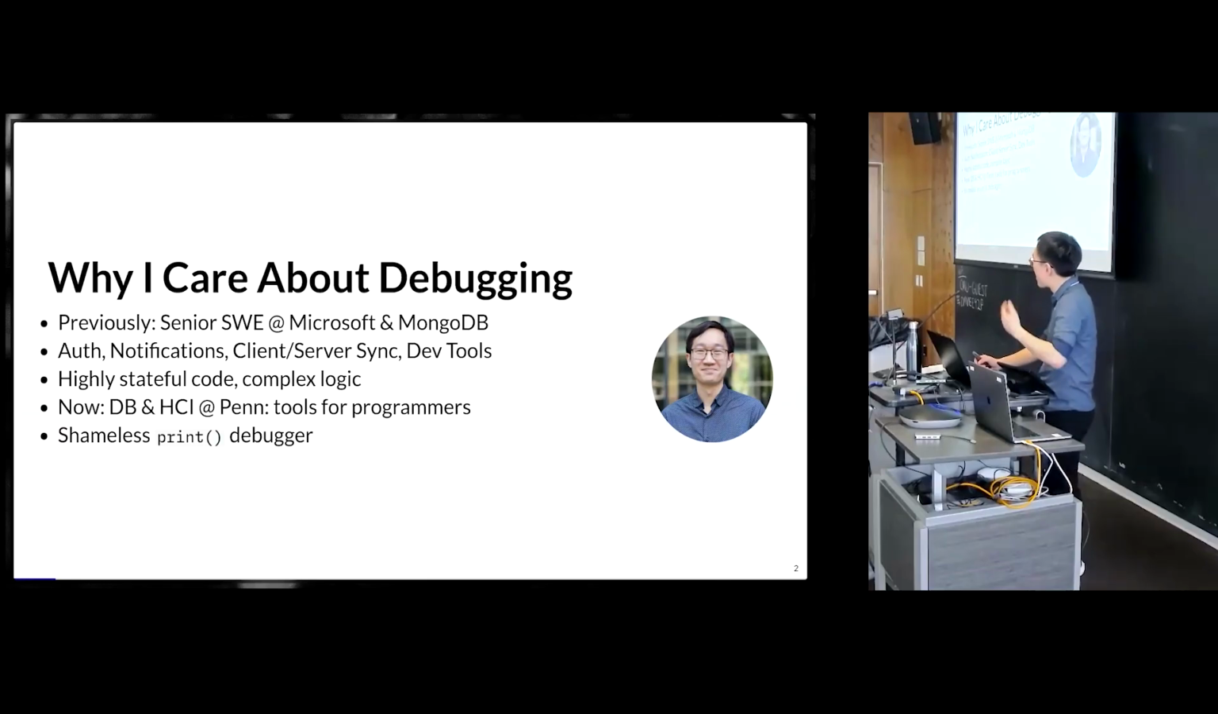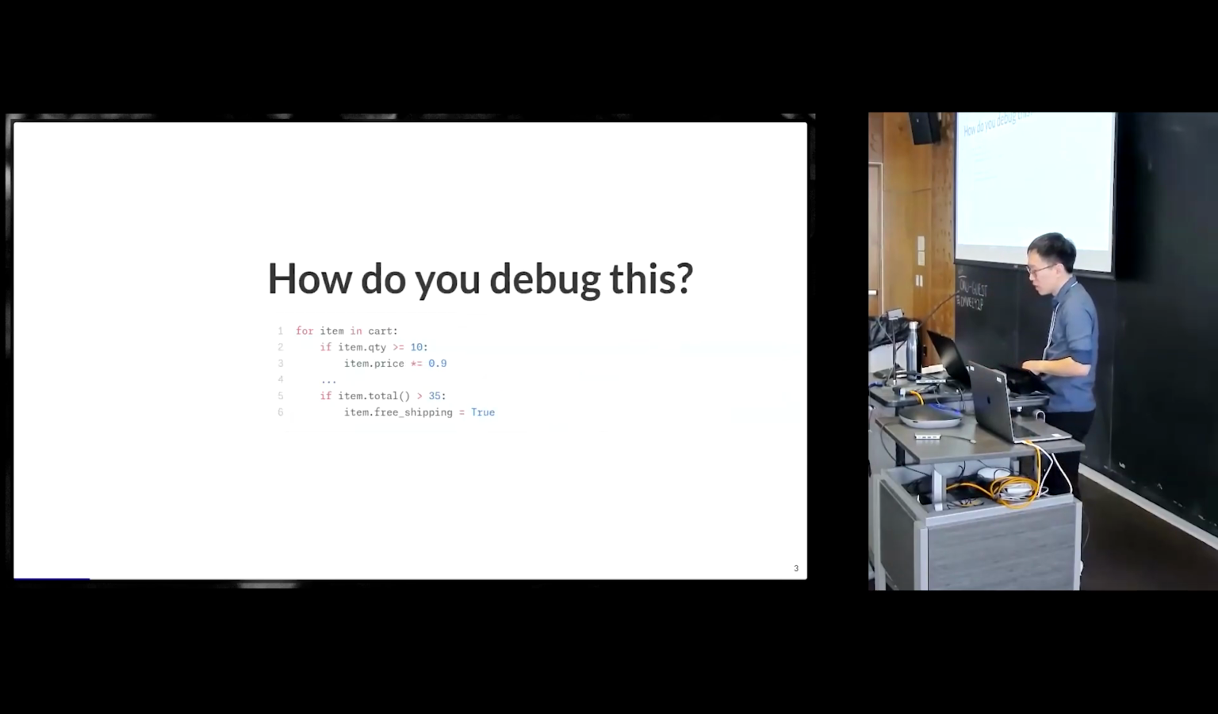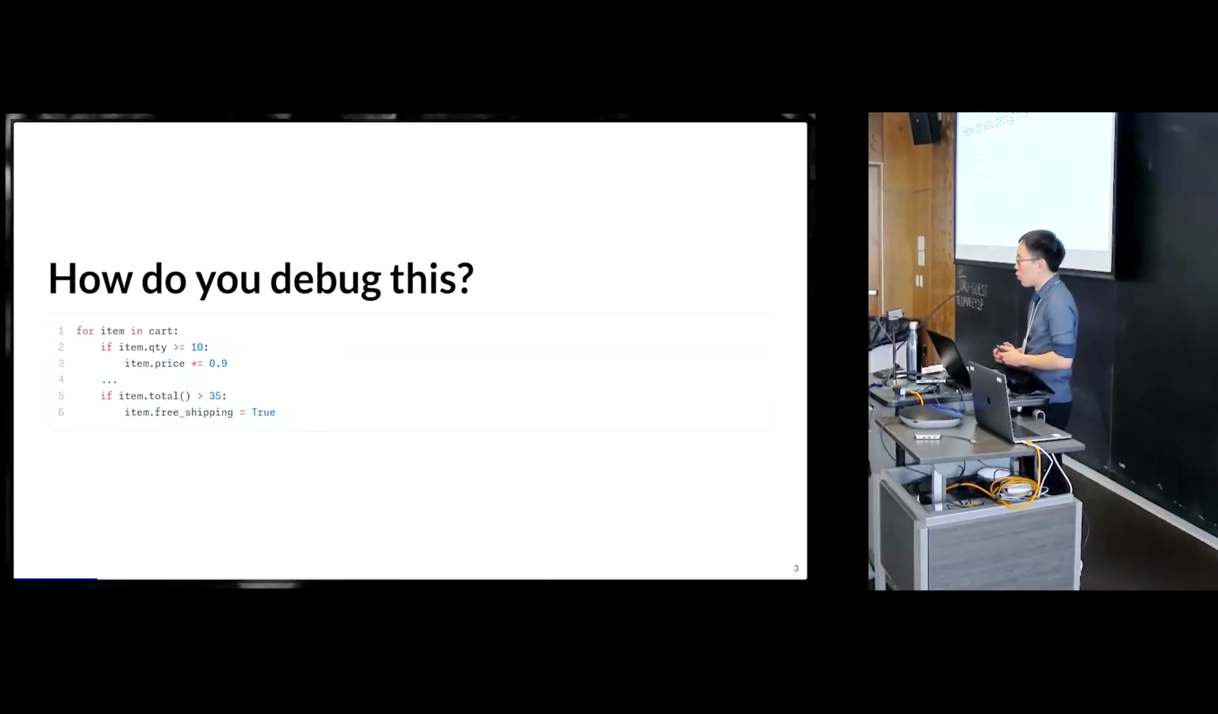Just to introduce where I'm coming from here, I used to be a senior software engineer, where I worked on auth and notifications and client and server sync, and just all things that are procedural, highly stateful, highly complex, prone to bugs, and really annoying to debug. And in all of that time, I was a habitual print line debugger. But even so, I found that the tools that I had at my disposal were really unsatisfying. So let me start with an example to illustrate what I think are some issues with current debuggers.